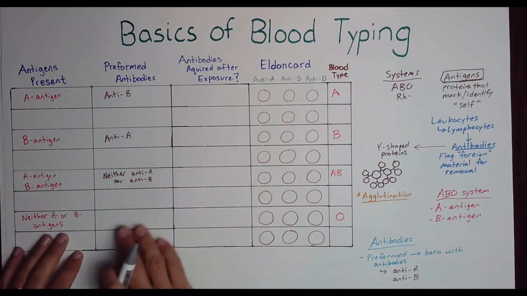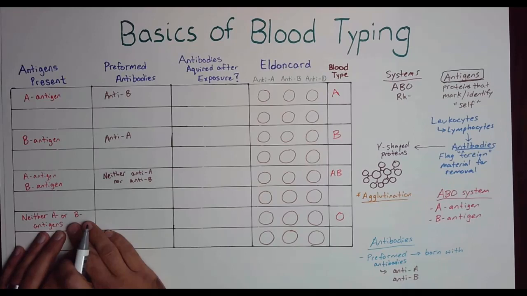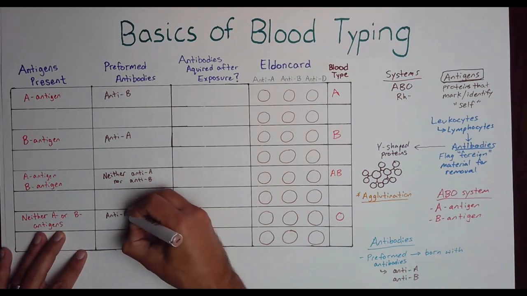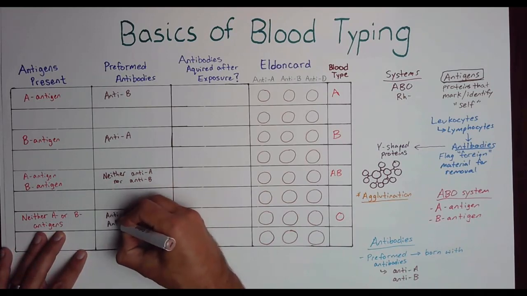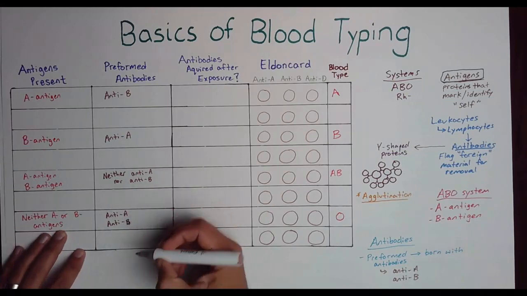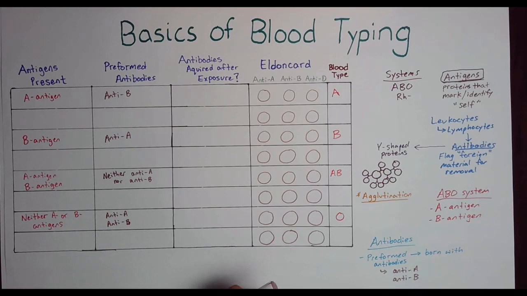Now what about an O, a type O blood, which doesn't have any of these ABO antigens? Well, now these are going to have both an anti-A and an anti-B, because if they're exposed to an A-type blood, well, they don't have the antigen, therefore that would be foreign. So they have an antibody against it. Sweet.